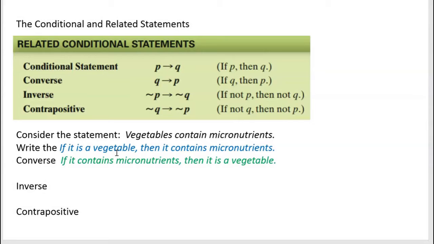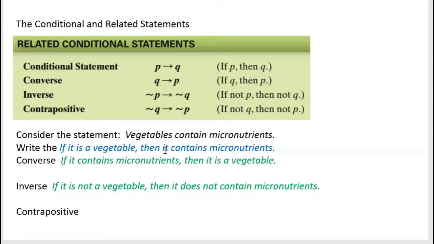All right, let's try the inverse. Remember what the inverse is? That's the flip it, right? So we're going to find the inverse, and for the inverse, you just negate both of your statements, but you keep them in the original conditional statement order. So if it is a vegetable, then it contains micronutrients. If I negate it, if it is not a vegetable, then it does not contain micronutrients. How does that sound? And that is definitely the inverse. We negated both of the statements. We kept the original conditional statement in the order that it is supposed to be in, we just negated.